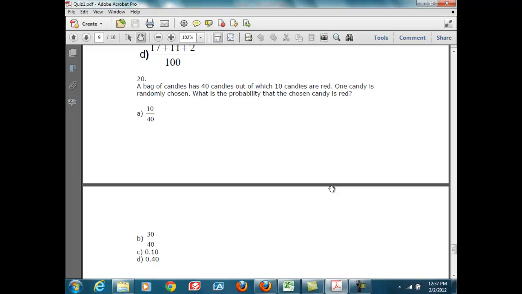Just like if I flip a coin and the coin is fair, what is the chance that I'll get a head? 1 over 2, right? So there are 2 outcomes, one of that is head. Here there are 40 outcomes and 10 of them are red, right? So I have to get the probability of the outcome red. Is that good? Very good.